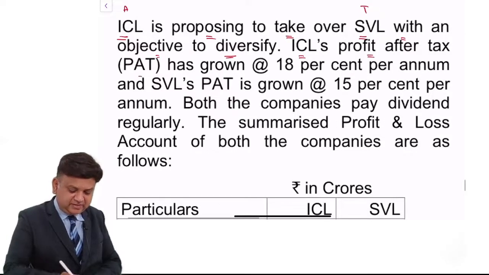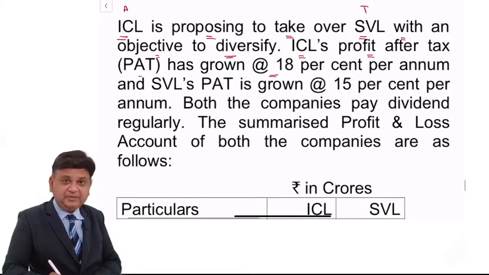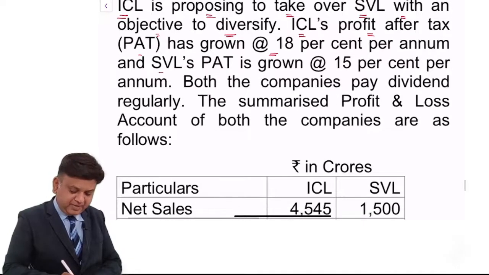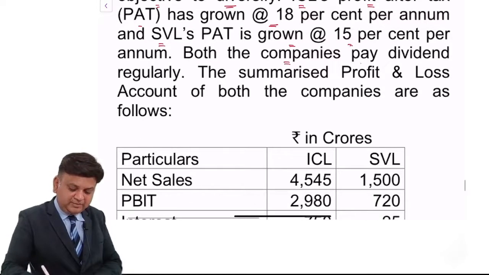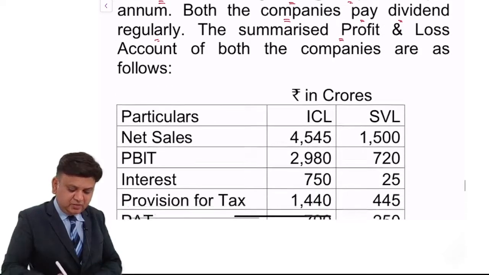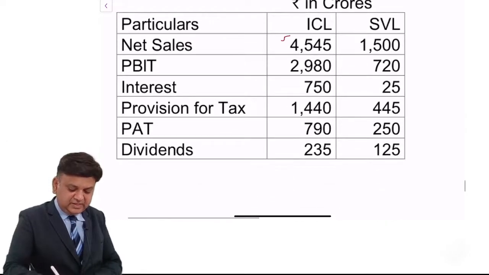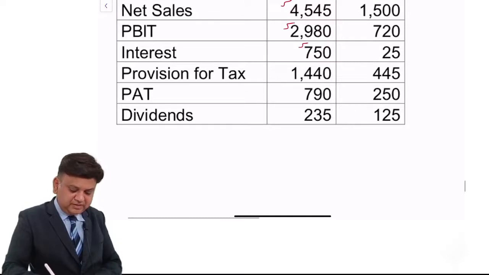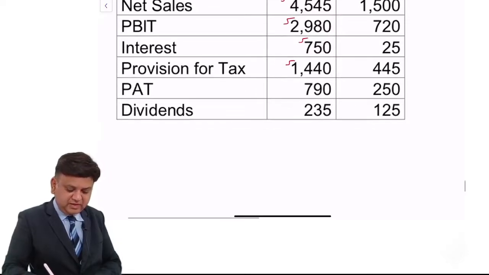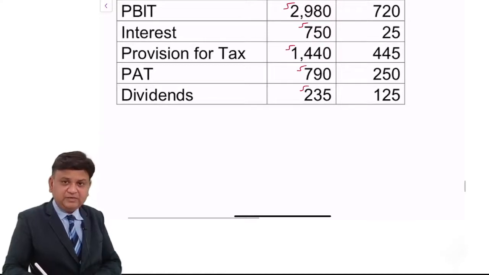ICL's profit after taxes has grown at the rate of 18% per annum and SVL's profit has grown at the rate of 15% per annum. Both the companies pay dividend regularly. Summarized P&L account of both the companies are as follows. Sales is given, operating income is given. Amount of interest is given, tax provision is given, and profit after taxes is given. Amount of dividend is given.